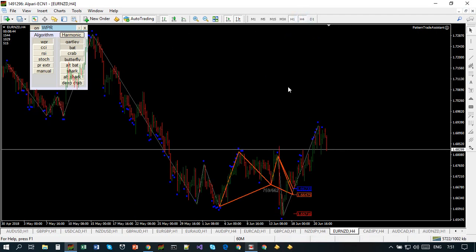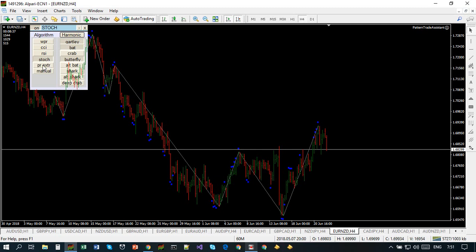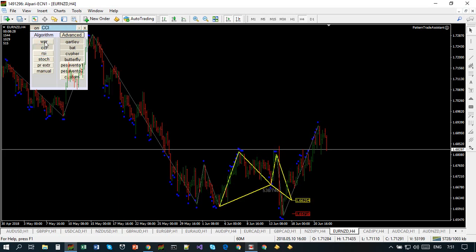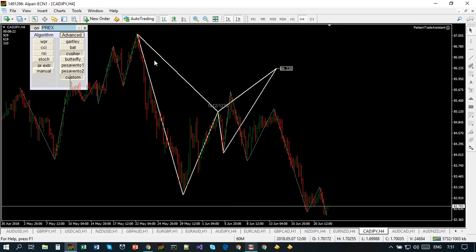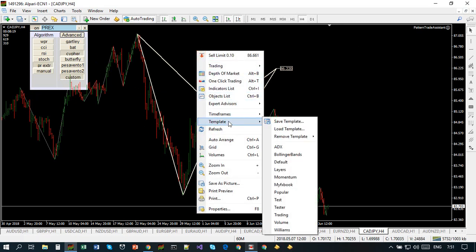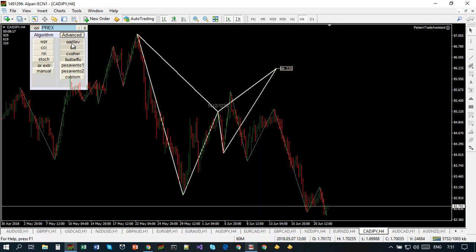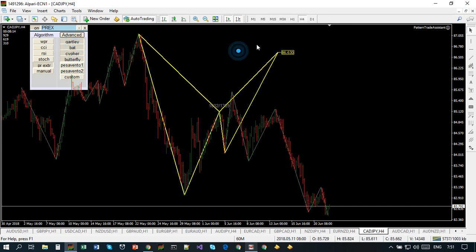Okay, let's switch to 4-hour time frame, and what we see, some historical pattern. Okay, harmonic trading approach says this, and advanced pattern trading says this. Nothing that is setting up for now. Canadian yen 4-hour. Let me apply the default template. Let's go to enable patterns.